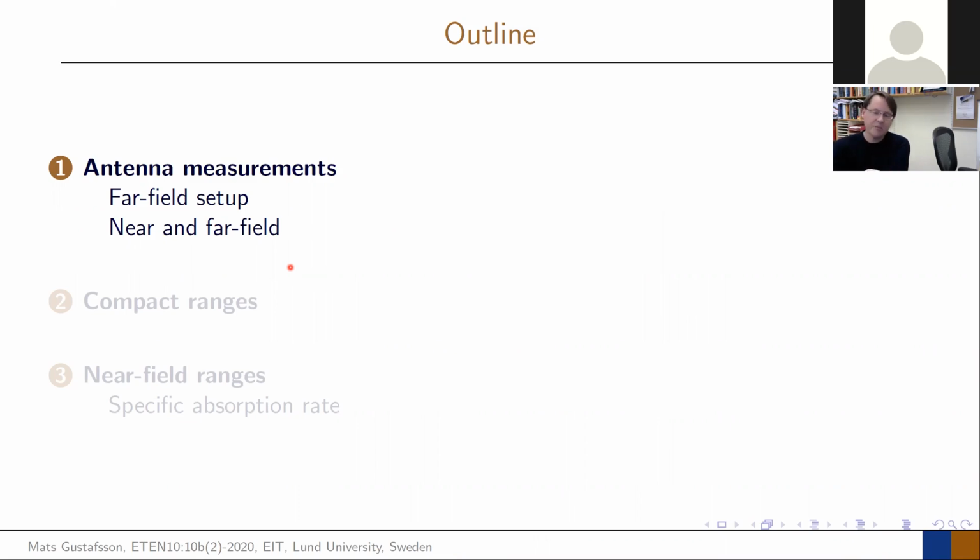Now we will dig in a little bit more into what it means to be far away, for example, from this patch antenna. How far away do you have to be to be in the far field? Then we will look at a few different ranges: a compact range, near field ranges, and so on. Specific absorption rate comes into measuring the absorbed power in the head from a cell phone, for example.